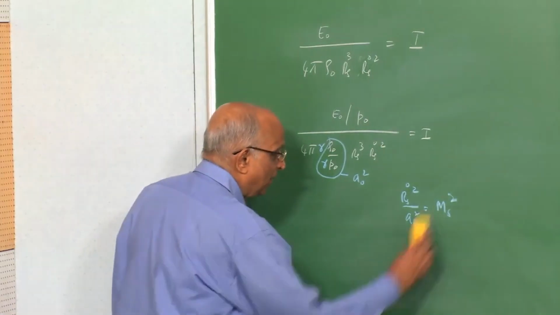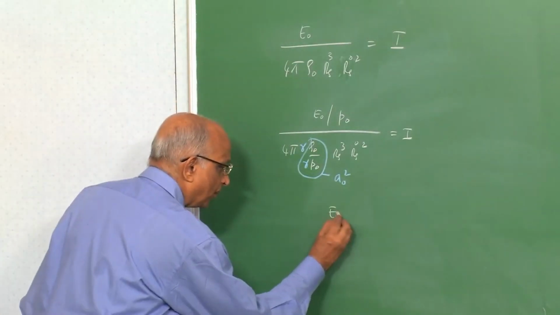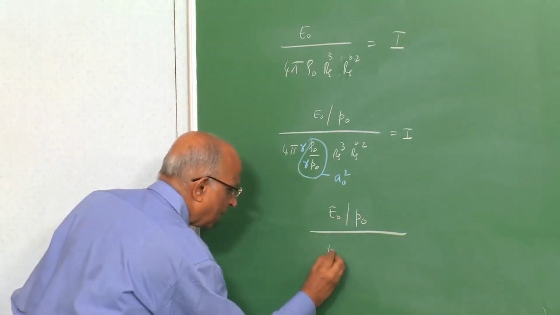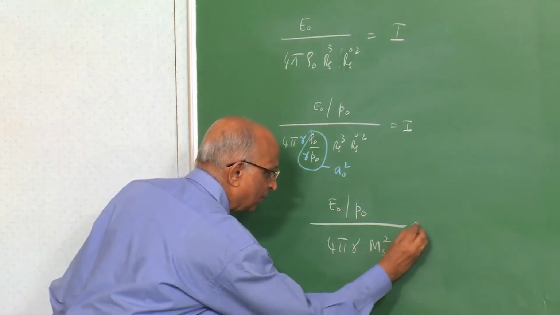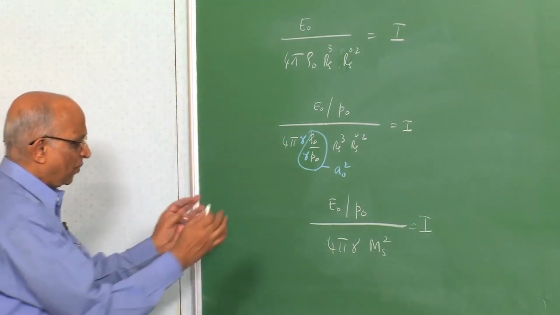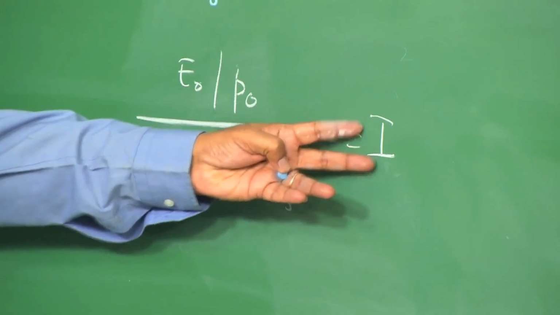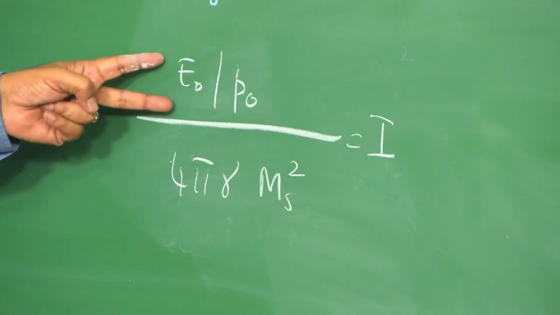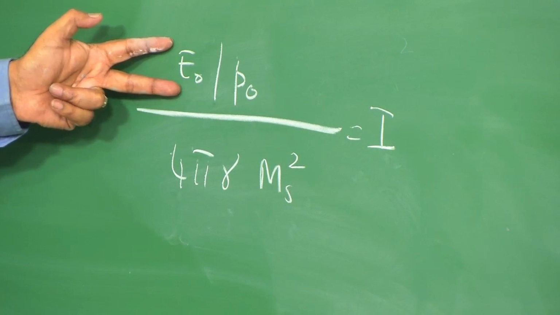Substituting this expression in this particular one, what is it we will get? We will get the value of E0 by P0 divided by 4 pi gamma into Ms squared is equal to I, which is a constant. For the spherical case, which we are right now dealing with, it is equal to something like 0.423. Therefore, now let us take a look at this particular expression, whether it will help us to simplify things.